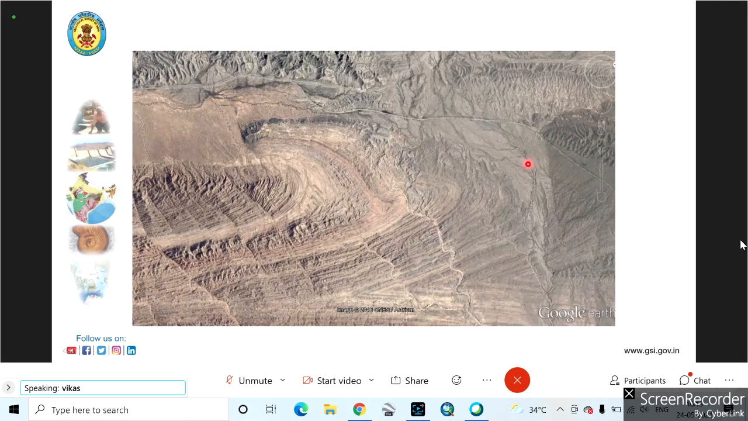Now notice this. This is an image from Google Earth, from an area in Venezuela, in South America. You can notice the fold closures here, which itself indicates that these are plunging folds. You can see the axial plane is in the east-west direction of this photograph.